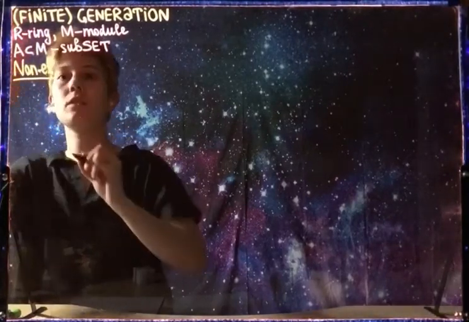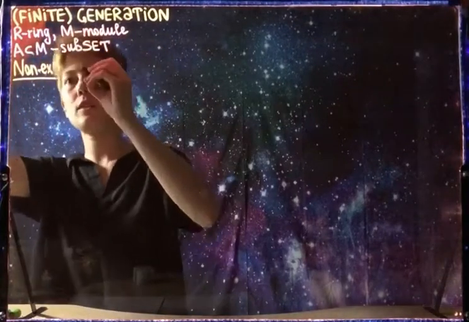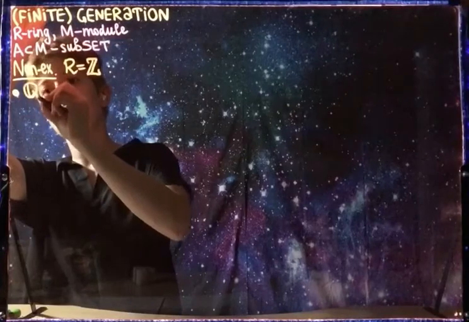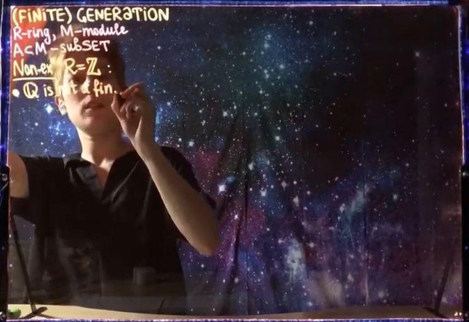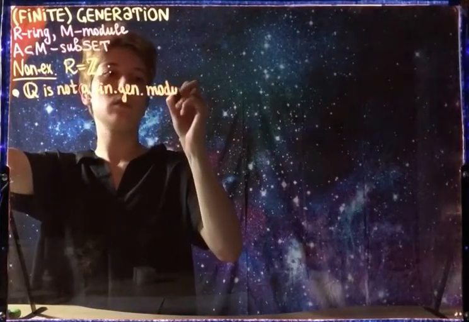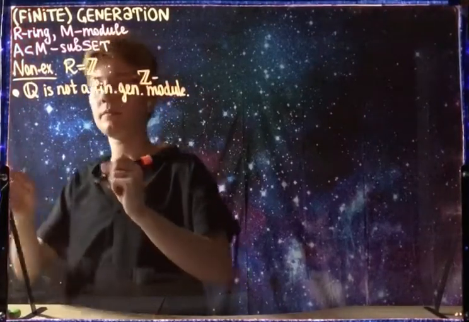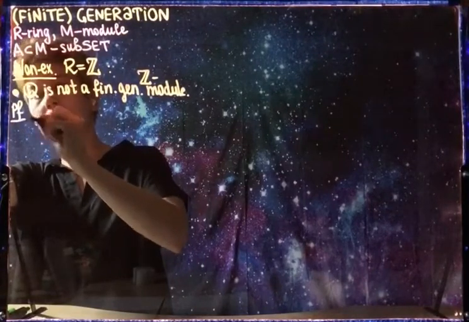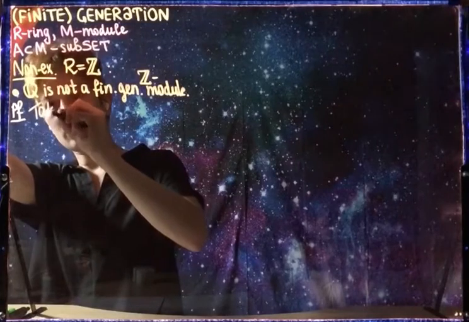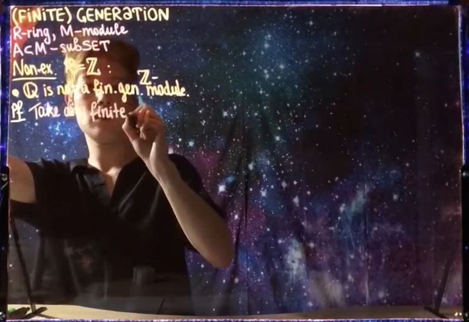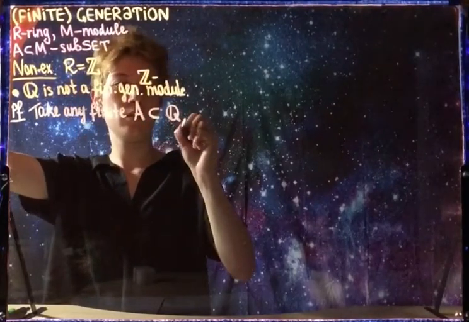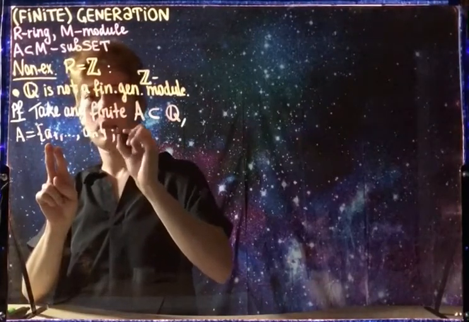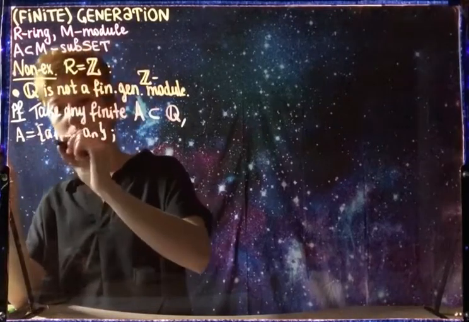We can consider certain examples of modules which are not finitely generated. Again, starting with the case of the base ring Z, Q is not a finitely generated Z module. So how do I show this? Arguing by contradiction, take any finite subset A of Q, where if I denote its elements by A1 through An, we can pick a common denominator for all Ai's.